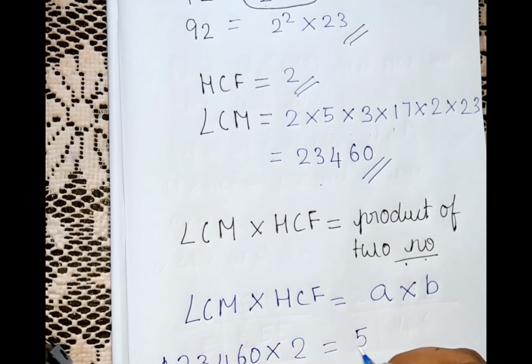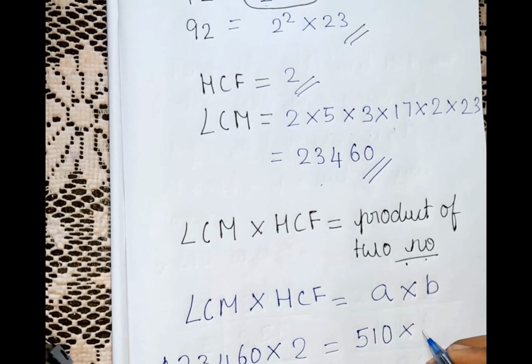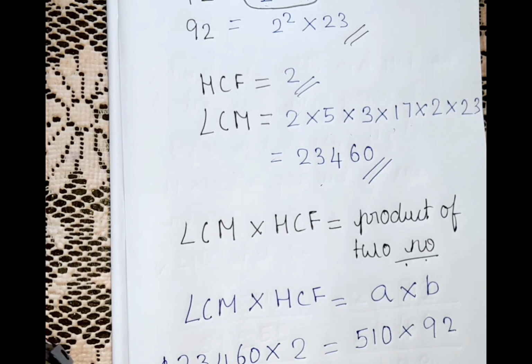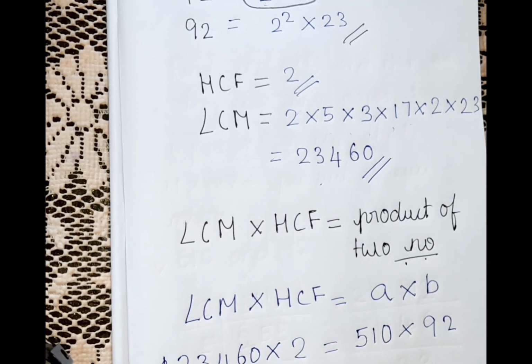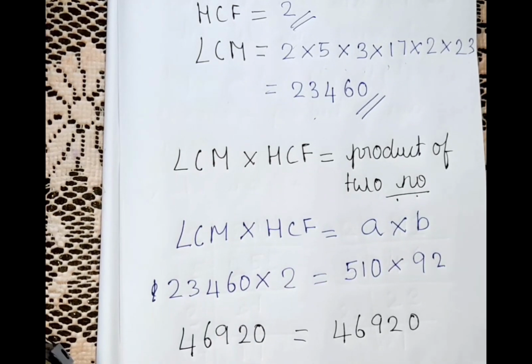So, the A value is 510. So, we are taking the question as it is 510 and 92. So, the B value is 92. Okay. So, when you multiply 23,460 into 2, we get 46,920. And when you multiply 510 into 92, we get 46,920. We get the exact value. If we get the exact value, then your answer is correct.